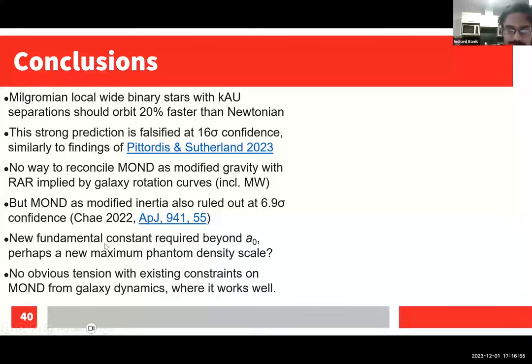One can add a new fundamental constant beyond A naught to try and fix this problem. So perhaps a new maximum on the phantom dark matter. The phantom dark matter is not supposed to be a real thing in MOND, of course, but anyway, one can try and do that. This won't obviously cause any problems with galaxy dynamics, even down to the lowest mass dwarfs, because they're still a lot more massive than a wide binary, of course.